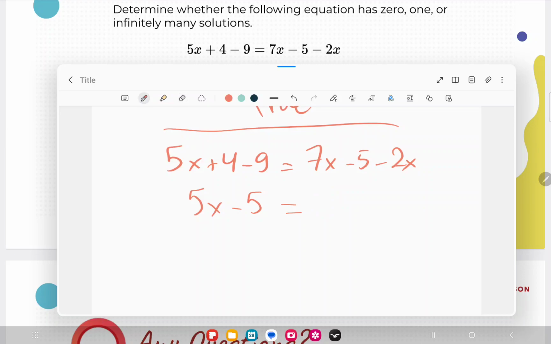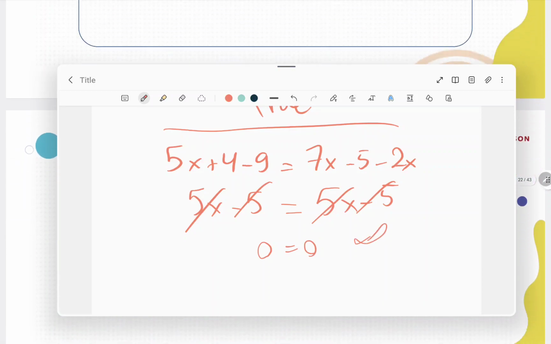7x minus 2x is 5x, minus 5. So 5x cancels with 5x, and minus 5 cancels with 5. So 0 equals 0. So you guessed it, infinitely many solutions, right?